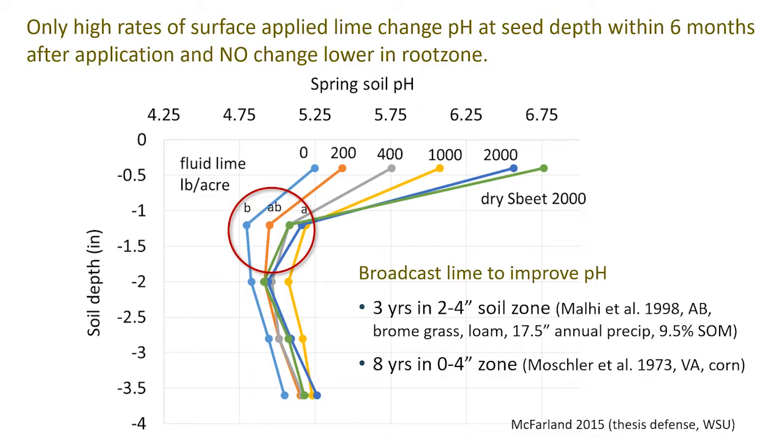Looking at a couple other studies, one in our neighbors to the north in Alberta, they found that it took about 3 years to affect the pH in the 2 to 4 inch soil zone. In a study in a wetter environment in Virginia, so maybe more similar to some of our irrigated environments, it took 8 years to affect and improve the pH in the 0 to 4 inch zone. So again, lime moves very slowly, especially in our environment.